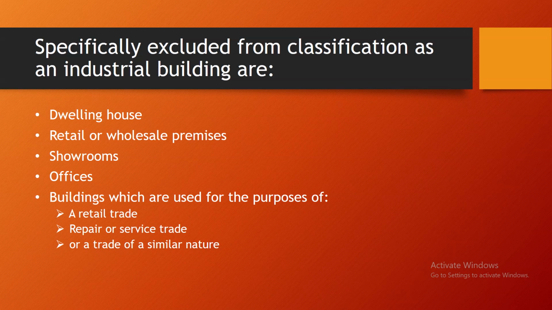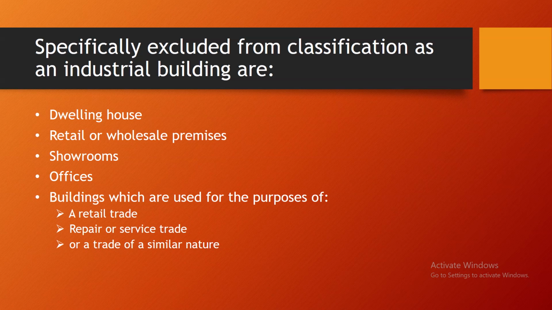Also showrooms. Showrooms are meant for products that are already finished, so they have been brought to completion. They are just on display to woo customers. So there is no manufacturing taking place in that particular case, and that cannot be an industrial building fitting the definition of an industrial building.